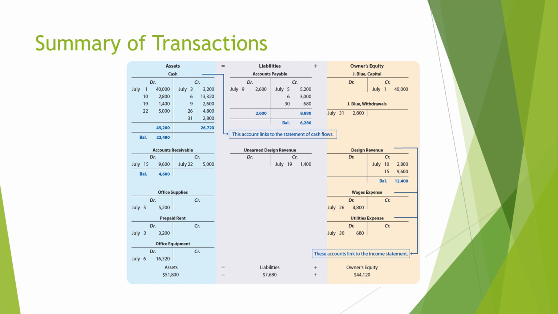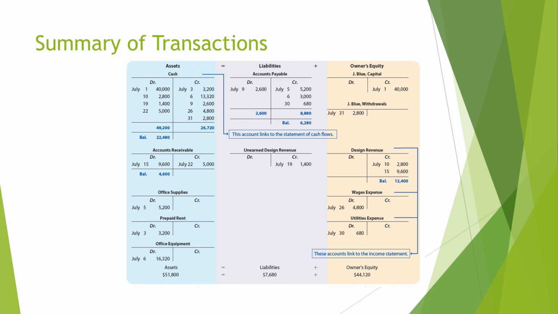Summary of all of the transactions. We can see that we have footed each column and then gotten an ending balance. So the ending balance in cash is right here, $22,480 on the debit side. Accounts receivable, $4,600 on the debit side.